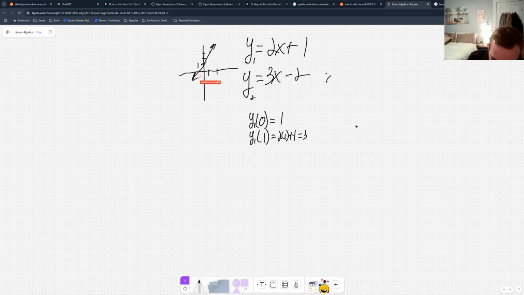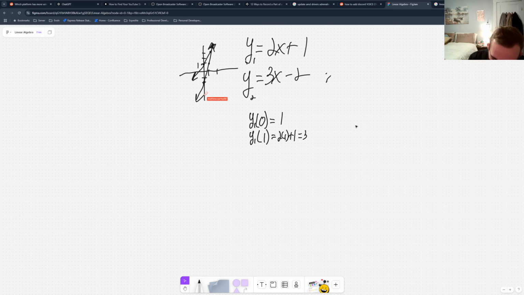And then you would graph the other one, which would be negative 2 here, and then over 1, up 3, would be here, and you do something like that. And maybe if we had graphing paper, this would be a little clearer. Sure, right? Yeah.